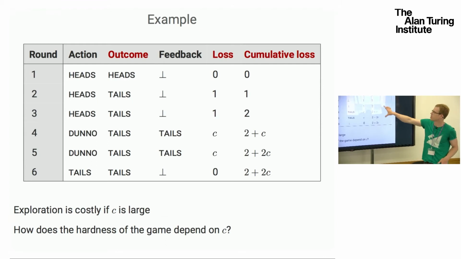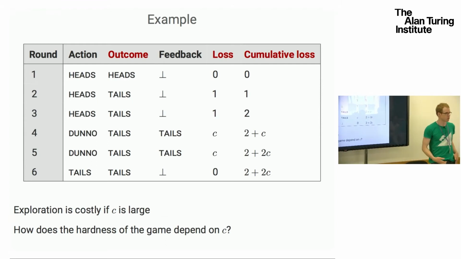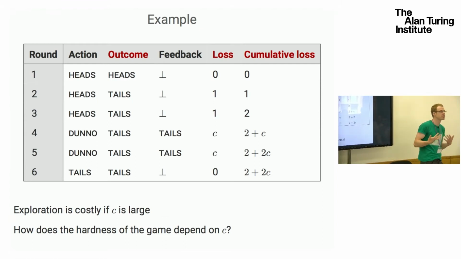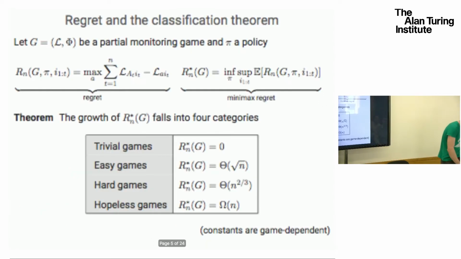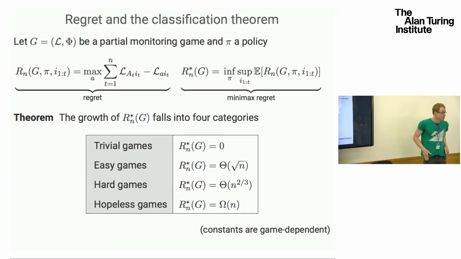And of course, the goal is to make our cumulative loss somewhat small. And we want to understand in this game how the value of C, or more generally, how the structure of the loss matrix and the feedbacks matrix, how hard is this game going to be? Okay, so the first thing I'm going to say is what is the objective here?